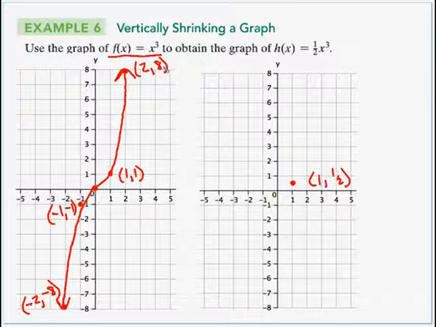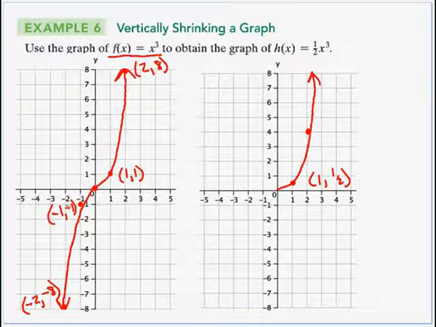This point was 2, comma 8. Now we cut the y value in half: 2, comma 4, over 2, up 4. Let's see, if we had 3 cubed to be 27, half of that is well above 8, so I guess we won't get any more points there. So we did sort of pull this graph down toward the x-axis.